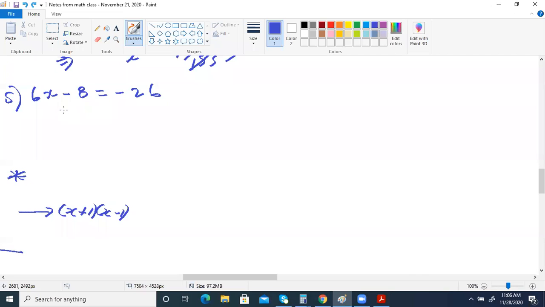So what would you do here? Tell me real quick. This one is a simple one. 6x minus 8 plus 8. So plus 8 to both sides, right? Yes. 6x.